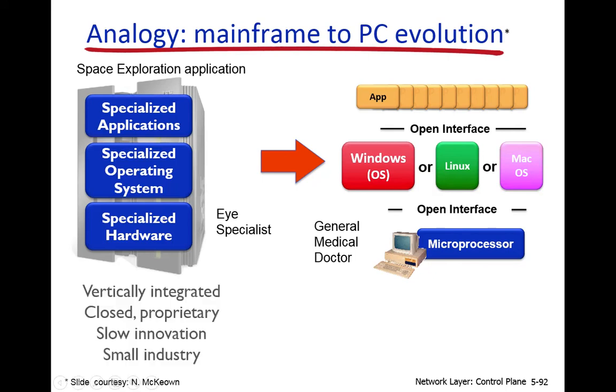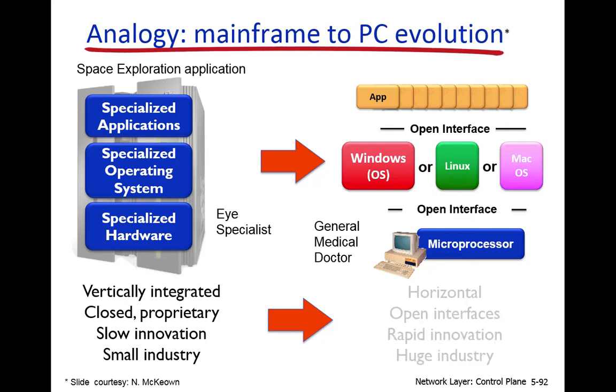Okay, so you can see that the hardware, the operating system and the application are vertically integrated, and they are closed. One cannot modify it, it is slow, and it has a small industry. Why? It is only because it is built for the space exploration application, so it can only be used in space exploration. But this other one can be used by many people. So here we have horizontal integration. You can use Windows, Linux, etc., and you can use multiple types of applications.